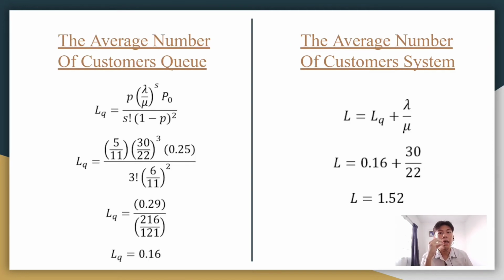Besides, because Lq is equal to 0.16, there is at most 1 customer waiting in the queue. The average number of customers in the system, L, is equal to 1.52, which means there are at most 2 customers waiting in the queue and being served in the system.